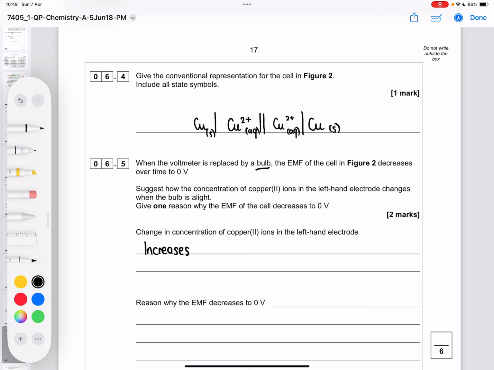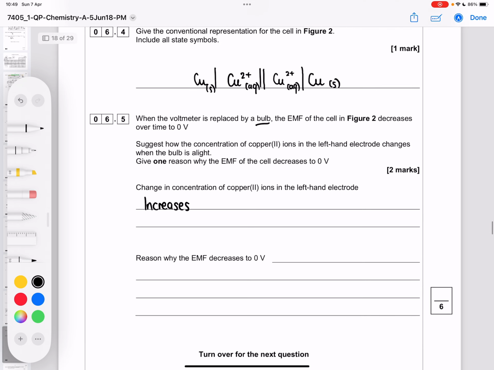Why does the EMF decrease to 0? Now this is a bit of a trick question. They're wanting you to say that chemicals get used up, but in this case we're not using them up. Copper is being oxidized to copper 2 plus, but on the right-hand side copper 2 plus is being reduced to copper. And so eventually the two half cells will have the same concentration. So the 0.15 is going up and the 1 mole per decimetre cubed is going down. When they reach the same concentration, there is no potential for electrons to flow because both things are the same.